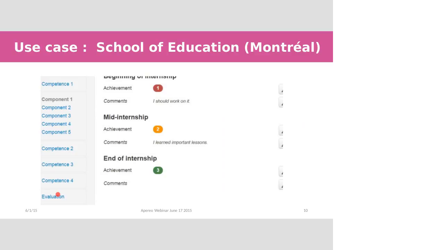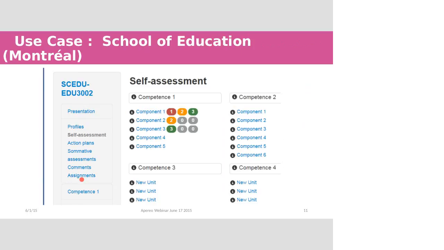He could write comments. Then he says that he's improved at the middle of the internship with the yellow result, and eventually at the end of the internship he does really fine. So this is really reflective, and it was used very successfully.